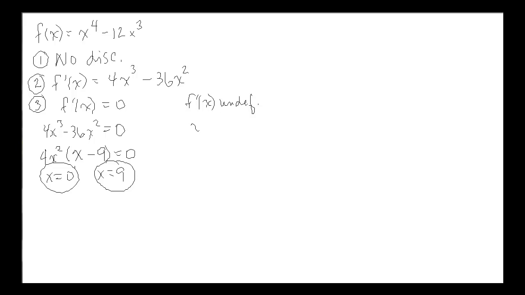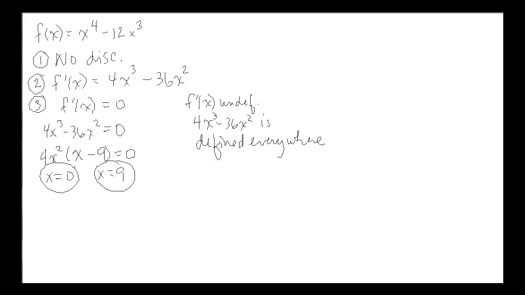And x to the 4th minus 12x cubed is defined everywhere. It's another polynomial. I'm sorry, that's not what I want. Not that function. We want 4x cubed minus 36x squared. We want that to determine whether that's undefined anywhere. But it's not. It's defined everywhere because it's another polynomial. Okay. So it's defined everywhere. So we only have two critical numbers. We have no discontinuities. We have two critical numbers. So our chart is just going to use these two values.